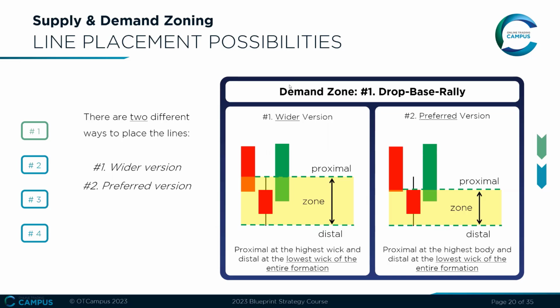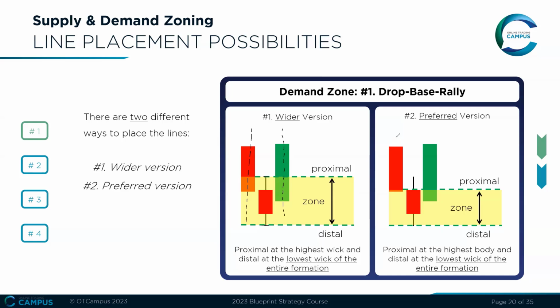So for the first demand zone, the drop base rally, we have a wider version. And as you can see, what we have is the leg out, and we have the leg in. So what's left is the base, and that's one candle, one indecisive candle. Now the wider version, as the name implies, it takes the entire range of the base, right? So we go from the proximal being at the highest wick of the basing candles and the distal being at the lowest wick of the entire formation.